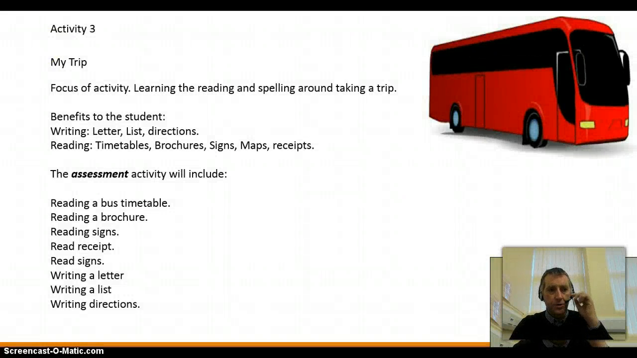Activity 3, My Trip. The focus of this activity is learning the reading and spelling around taking a trip. The benefits to the student: writing a letter, writing lists, writing directions, reading timetables, brochures, posters, signs, maps, receipts, menus, bills. The assessment activity will include reading a bus timetable, reading a brochure, reading signs, reading a receipt, writing a letter, writing a list, and writing directions.